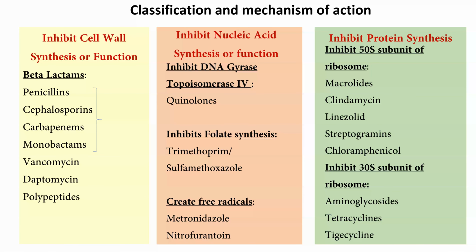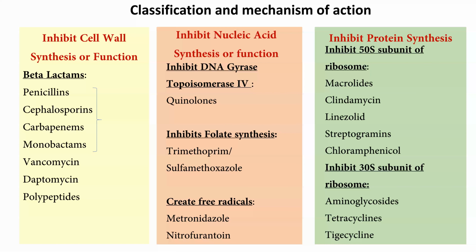Antibiotics can be classified based on the mechanisms of their actions. So we already mentioned types of antibiotics, and we can follow further. They can inhibit cell wall synthesis or function, and they are beta-lactams. Penicillins, cephalosporins, carbapenems, and monobactams belong to beta-lactams. They also include vancomycin, daptomycin, and polypeptides.